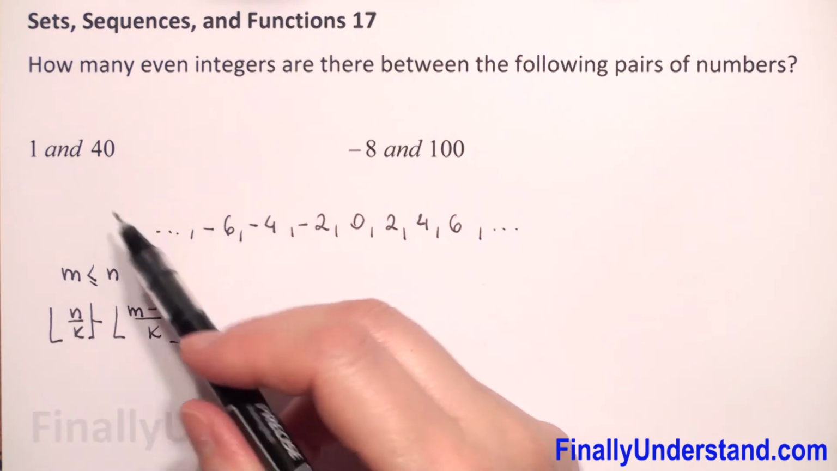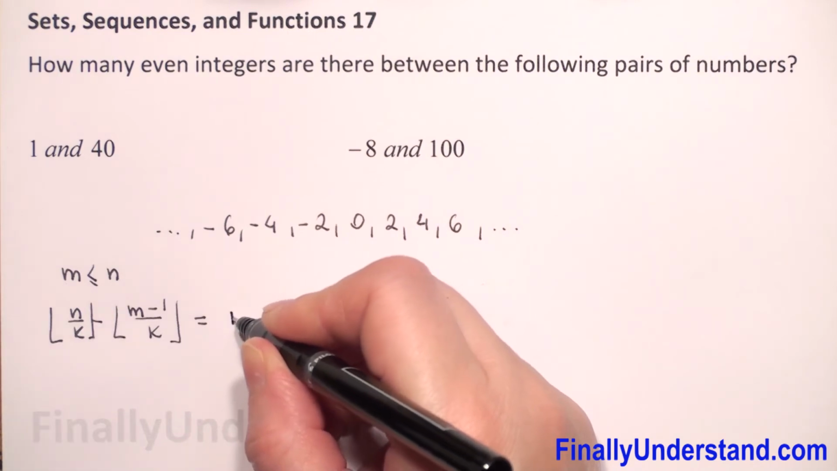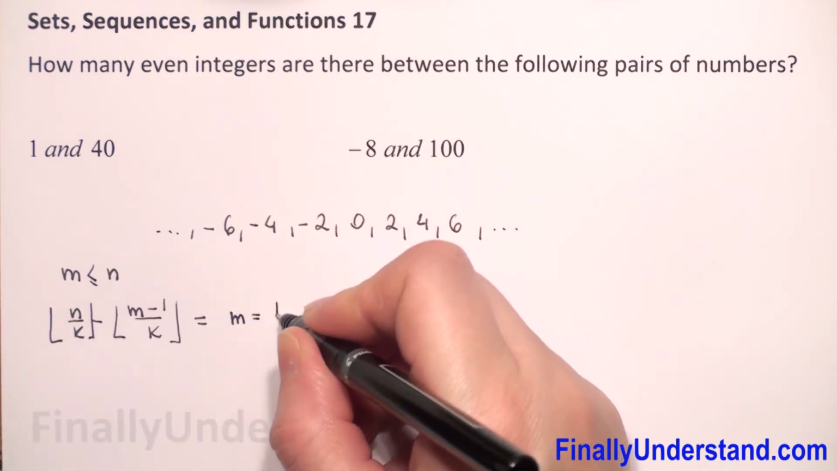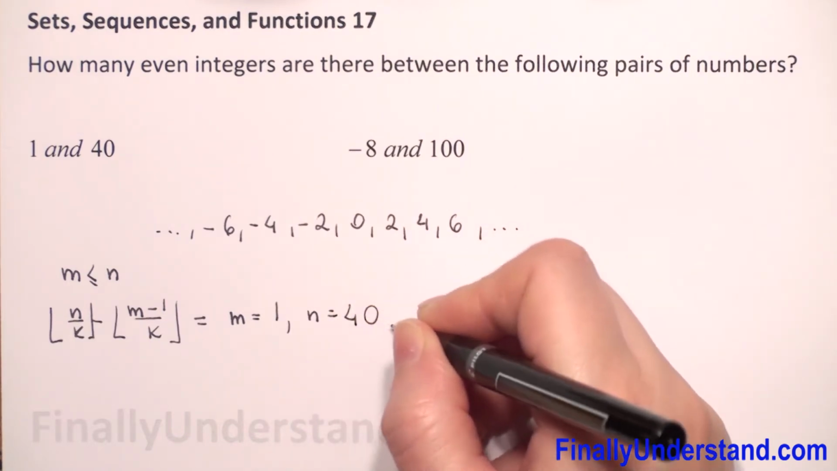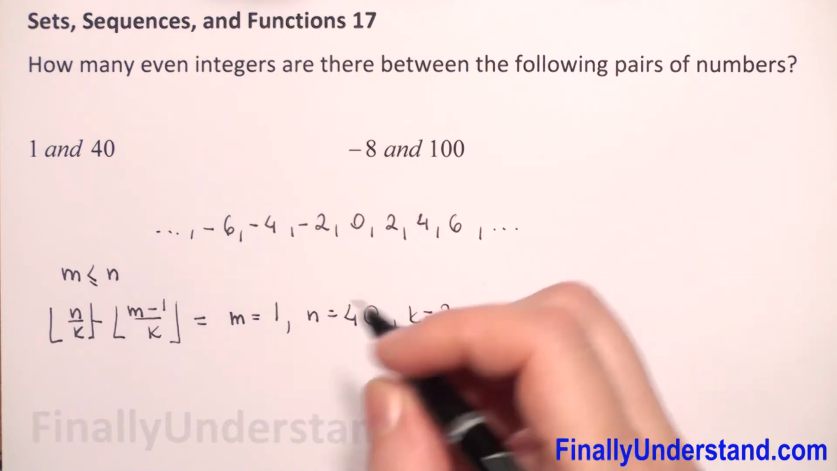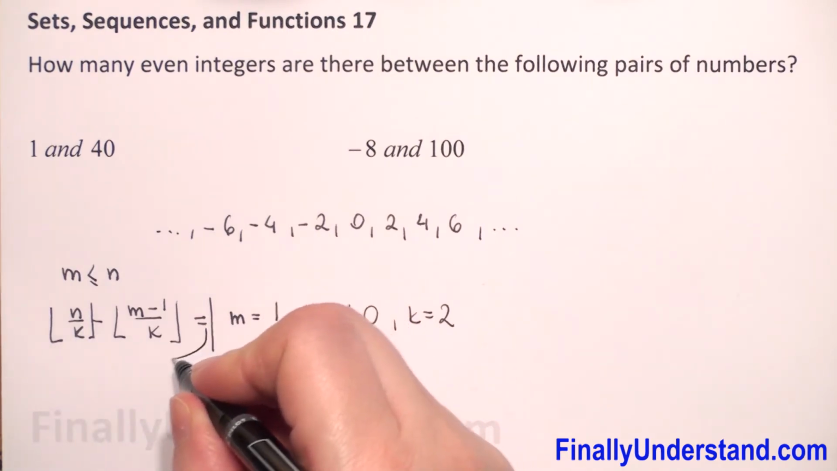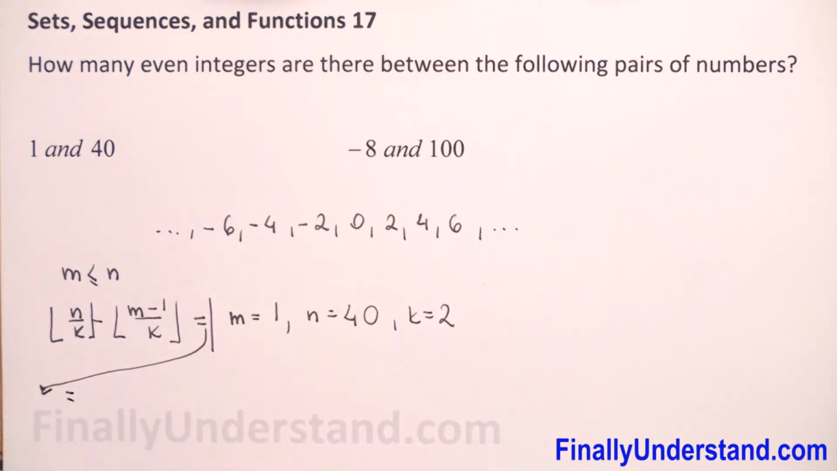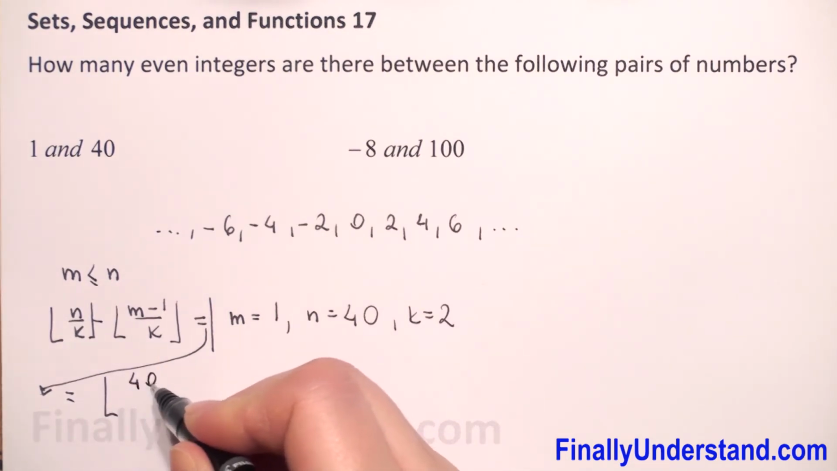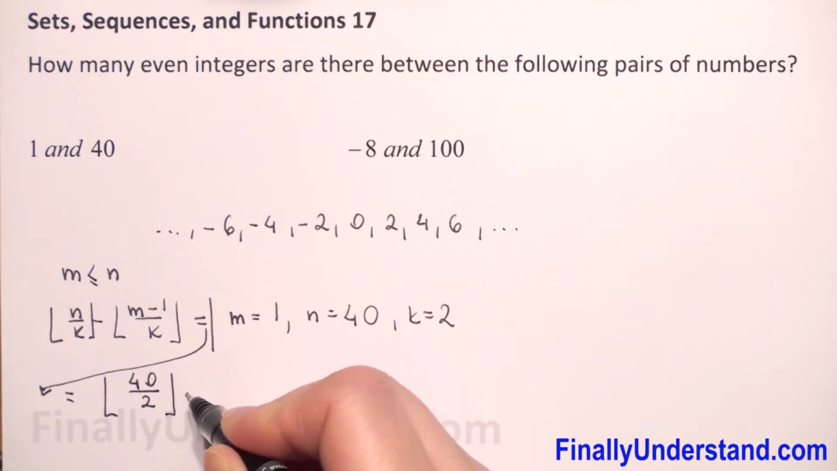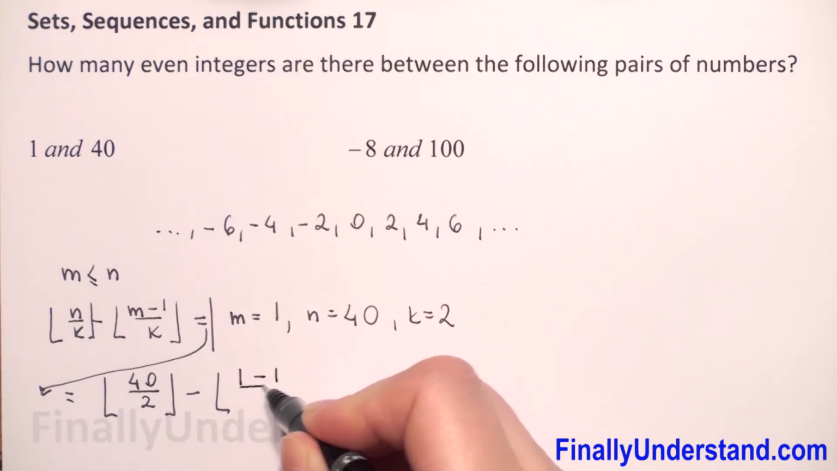In our first example, we have that m is equal to 1, n is equal to 40, and k is 2. So we have floor of 40 over 2 minus floor of (1 minus 1) over 2.